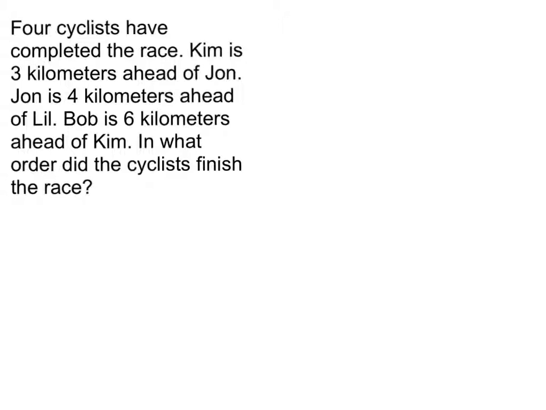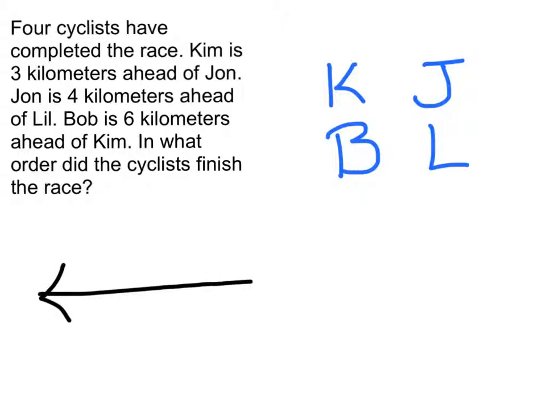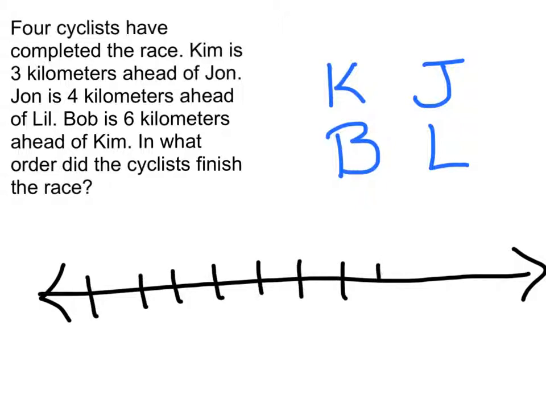So we have 4 cyclists. So what I'll probably want to do, they all have different first letters of their names. So I will probably go ahead and write their first letters. So here's a K for Kim, and a J for John, and a B for Bob, and an L for Lil. Okay, now I'm also, just like we did in the first problem, I'm going to want to use a number line, just because number lines help us because we know exactly how many spots ahead and behind people are.